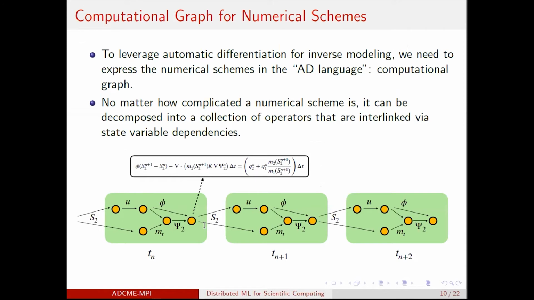Based on this observation, we can leverage the deep learning tools for solving problems in scientific computing. And the key here is to express the numerical schemes in an AD language, which is the computational graph. So basically, we can construct a numerical solver as a computational graph. For example, in this plot, each node can be a numerical operator, for example, a linear solver or a Newton-Raphson solver, and each edge represents a state variable, for example, the velocity or some fluid potential or some other state variables. So this is a representation of 3 time steps in a numerical solver. And once you construct a computational graph for your numerical solver, then you can combine it with your deep neural network, and then you can do the gradient calculation very easily using automatic differentiation. So you do not have to derive the gradients by hand, and everything is done automatically using software.